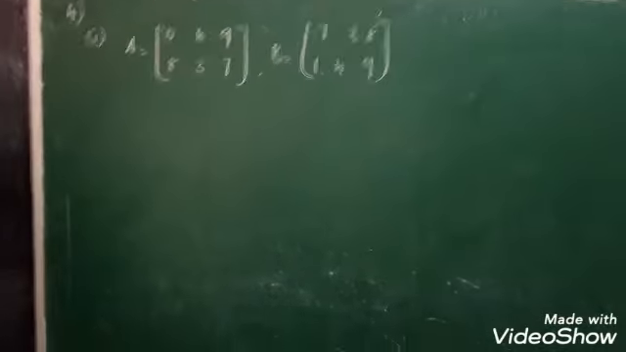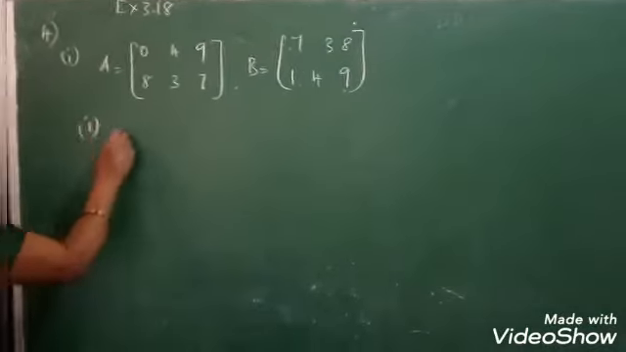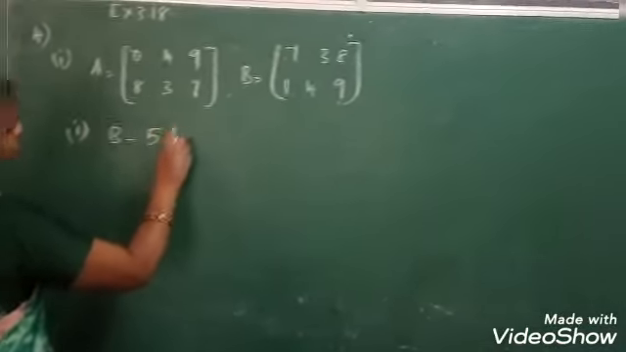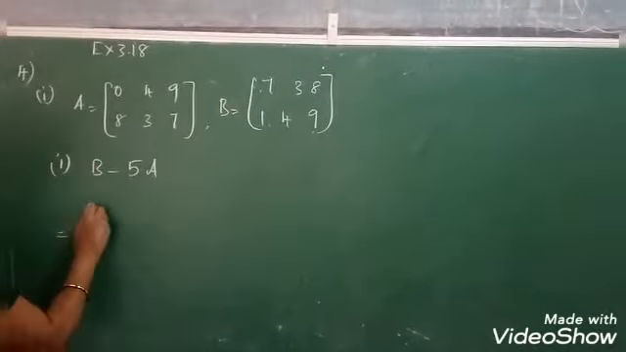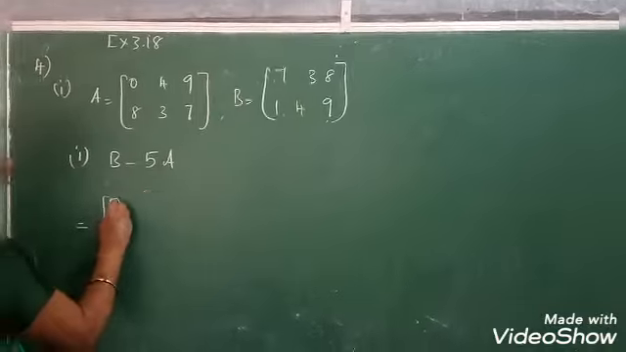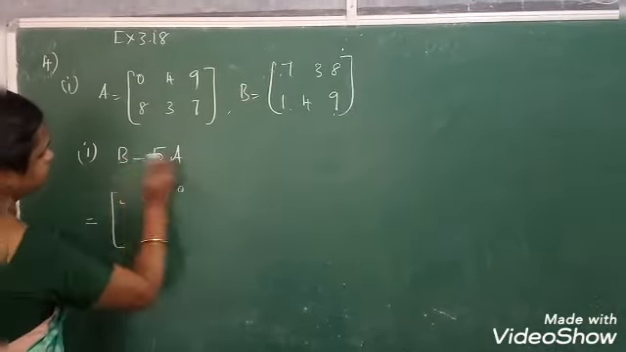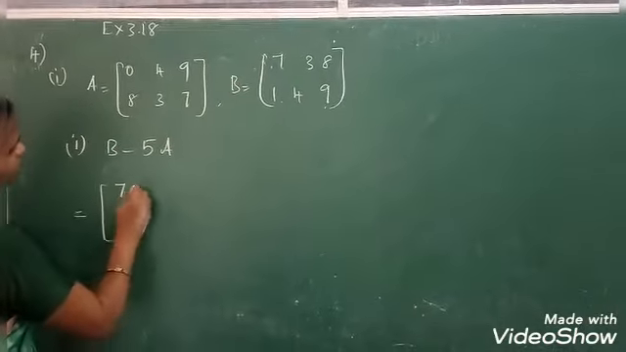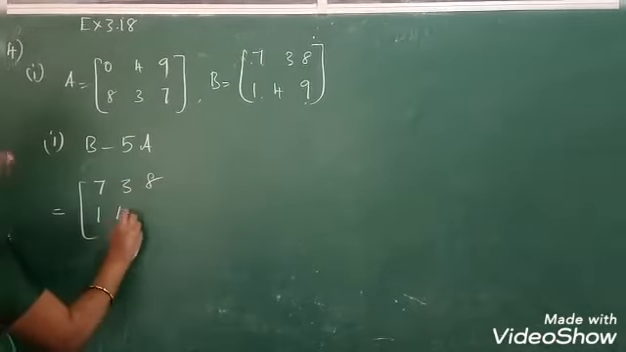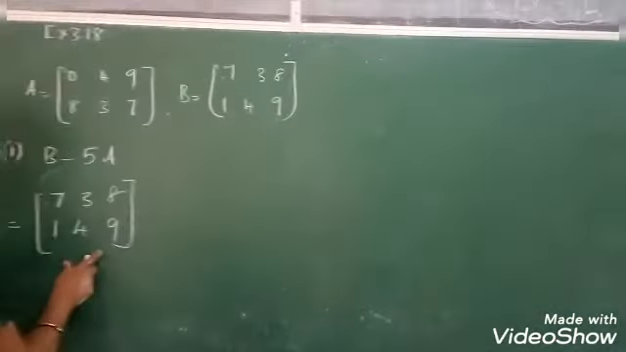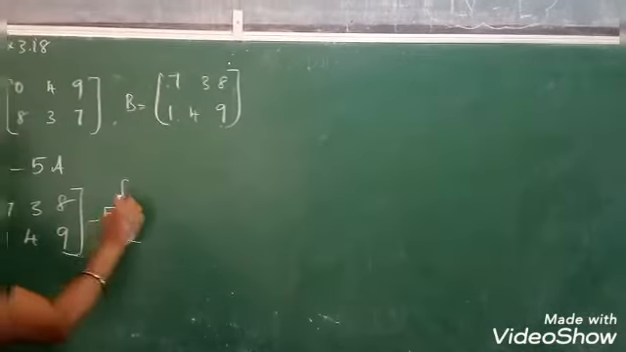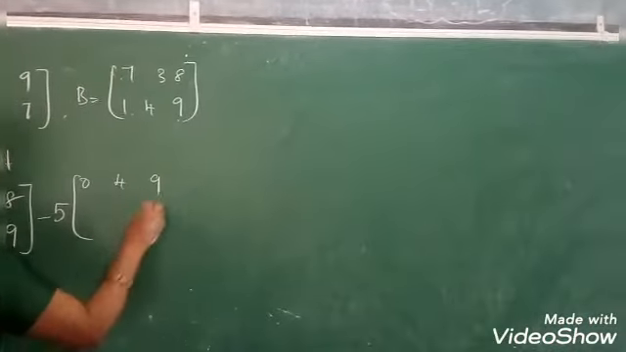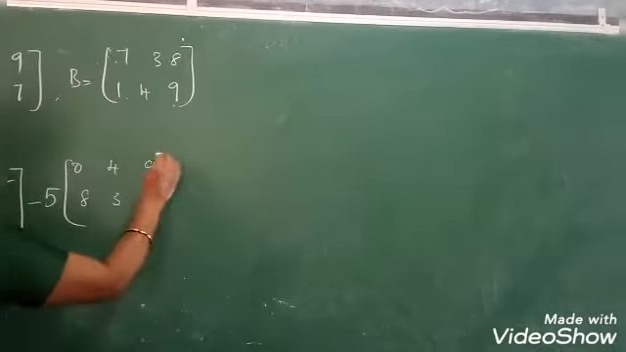So fourth sum, A matrix given and the B matrix given. The first one is B minus 5A. Question is B minus 5A. So how do you do girls? Here the B matrix you want to write, what is the B matrix? 7, 3, 8, 1, 4, 9. This is B matrix minus 5 times of A matrix. What is the A matrix? 0, 4, 9, 8, 3, 7.